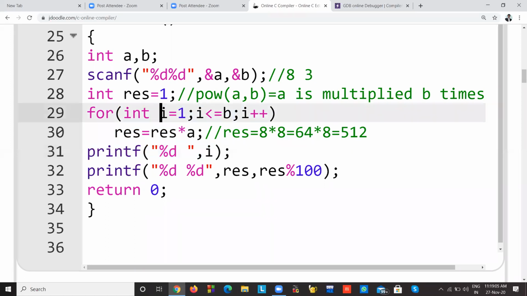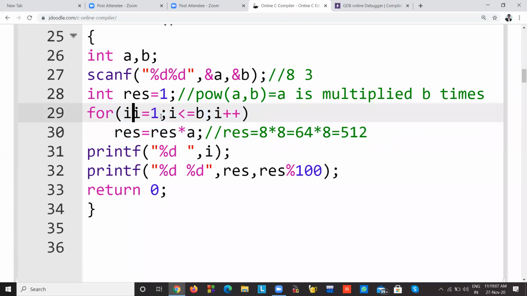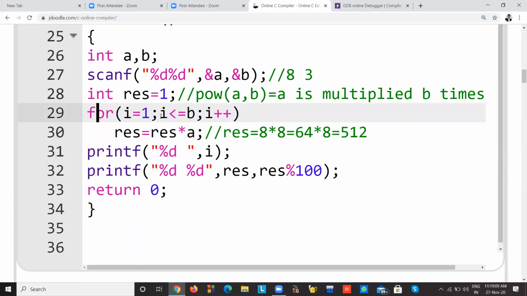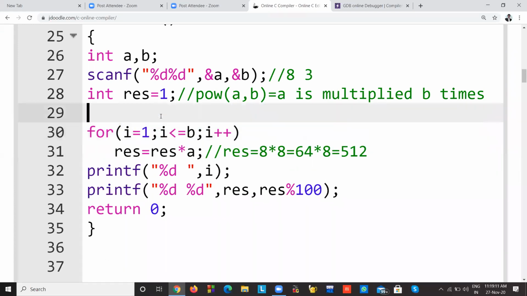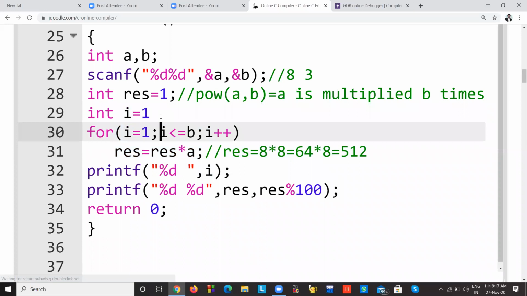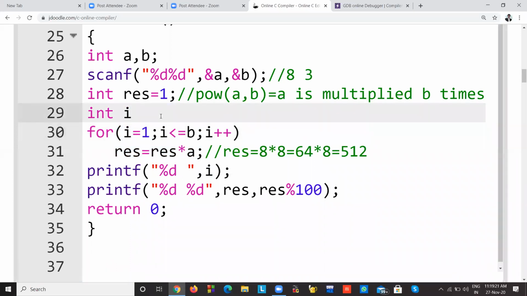So how to do it? If you want to use a variable outside of the loop also, then declare it before the loop. So I is equal to 1, and remove this from here. Or otherwise, just declare it and leave it. Okay, no problem. Now we don't get any problem here.